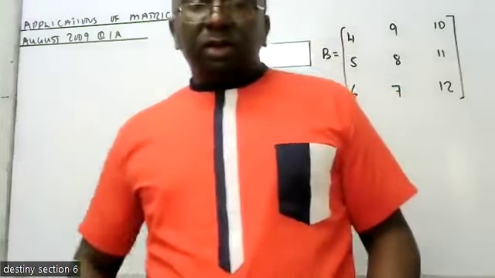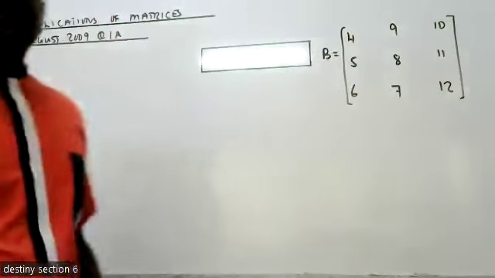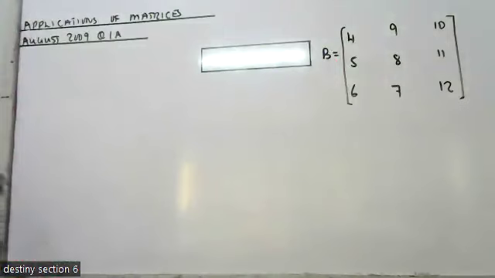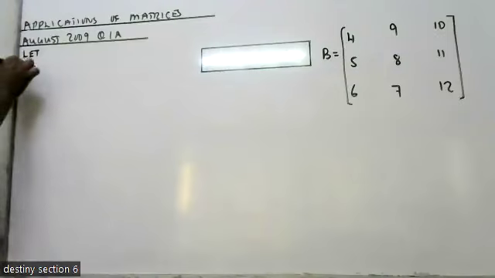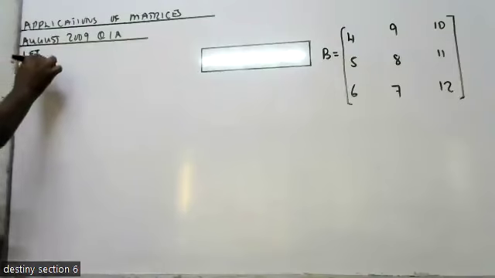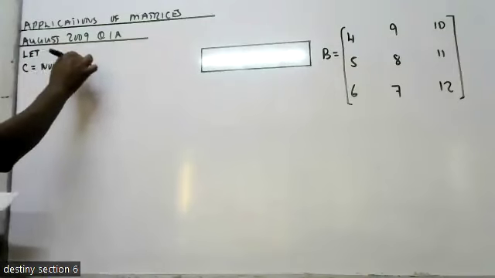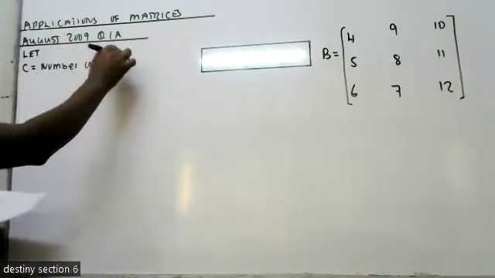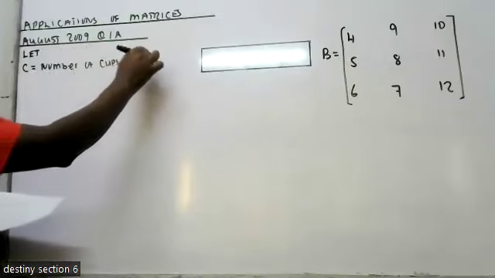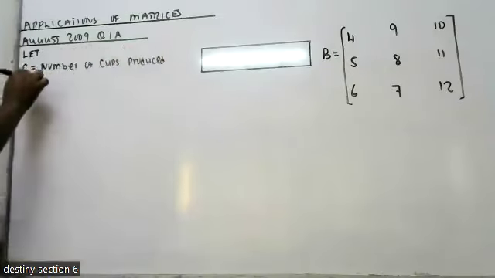So when you are solving this kind of question, the first thing is to create equations, and this is how we go about it. Let C represent the number of cups produced and sold.